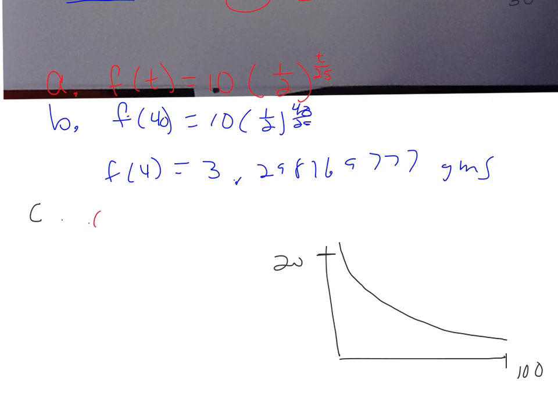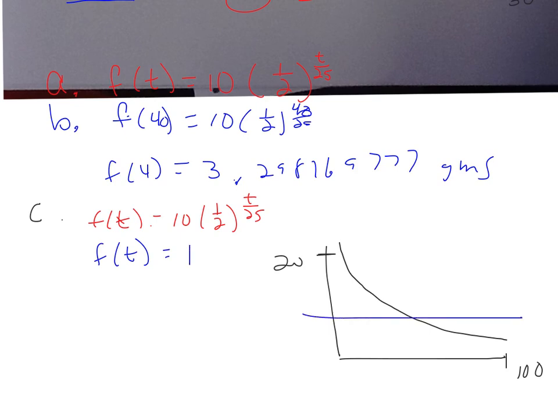So we graphed f of t equals 10 times 1/2 raised to the t over 25. I want to know when I will have less than 1 left. So graph 1. Okay, so I will have less than 1 here. I want to find this x value, so do intersect. 83.04 is a little bit more. So it will take 83.04 years. Okay, so that's it. Have a good night.